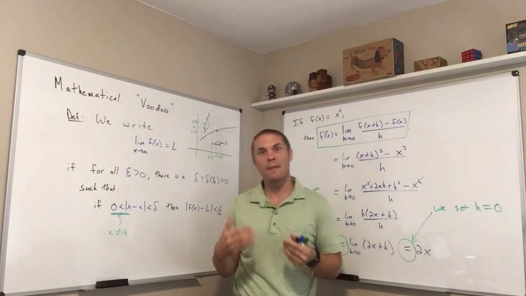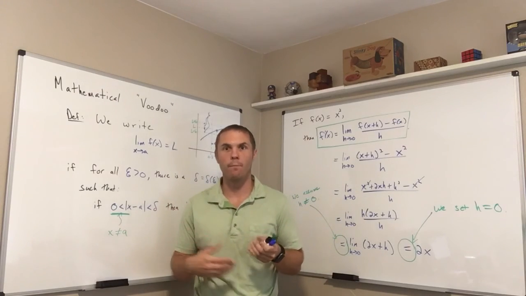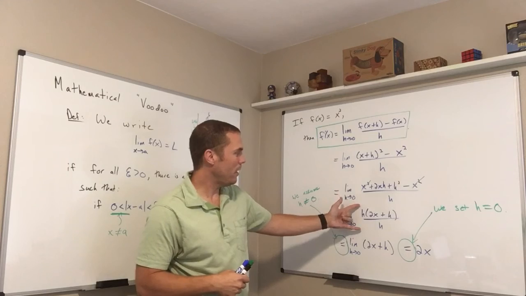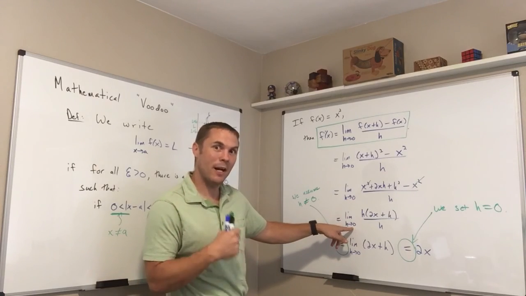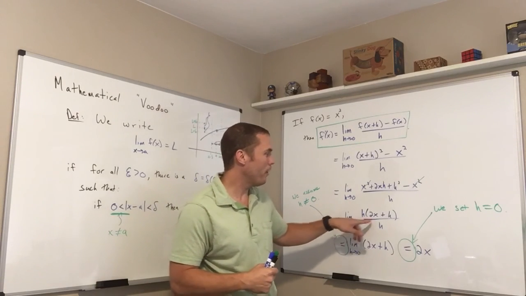And again, the basic idea of a limit is what the function should be. So if I look at this expression here for h very near but not equal to 0, it should be the value of simply 2x.